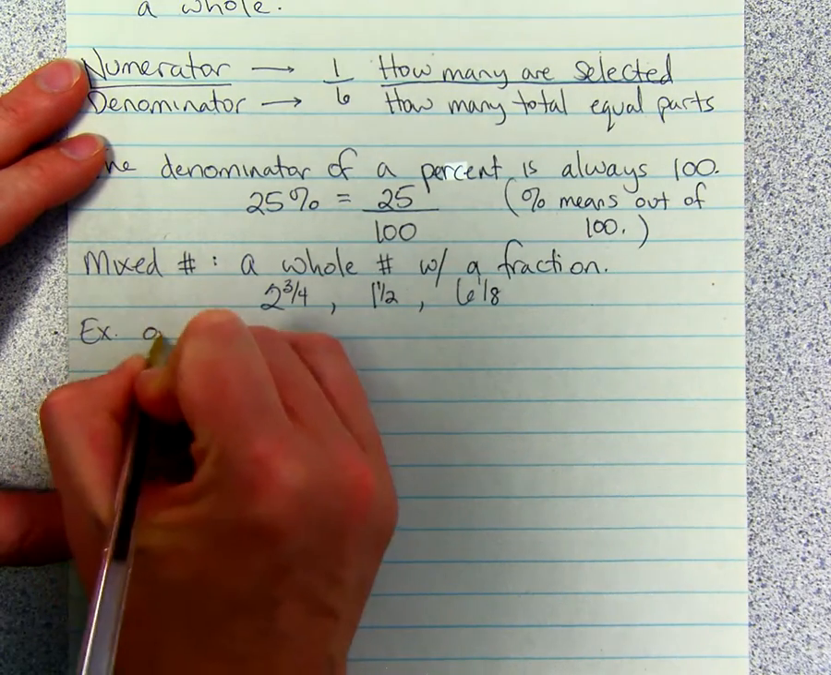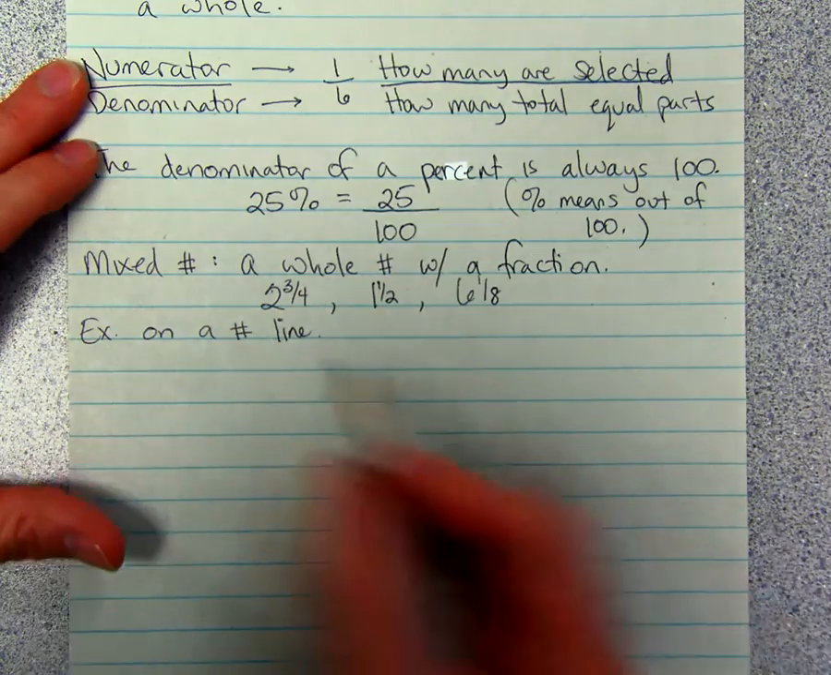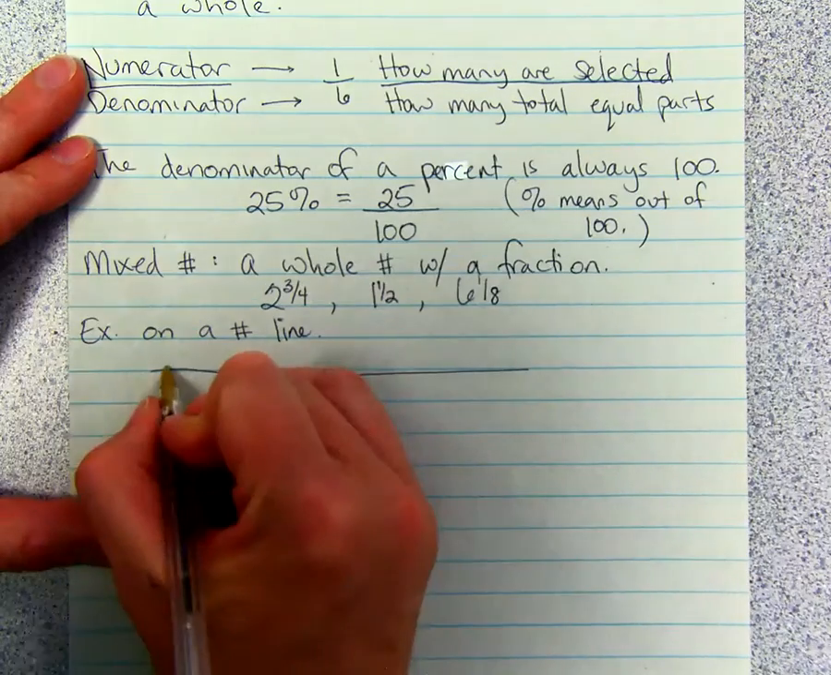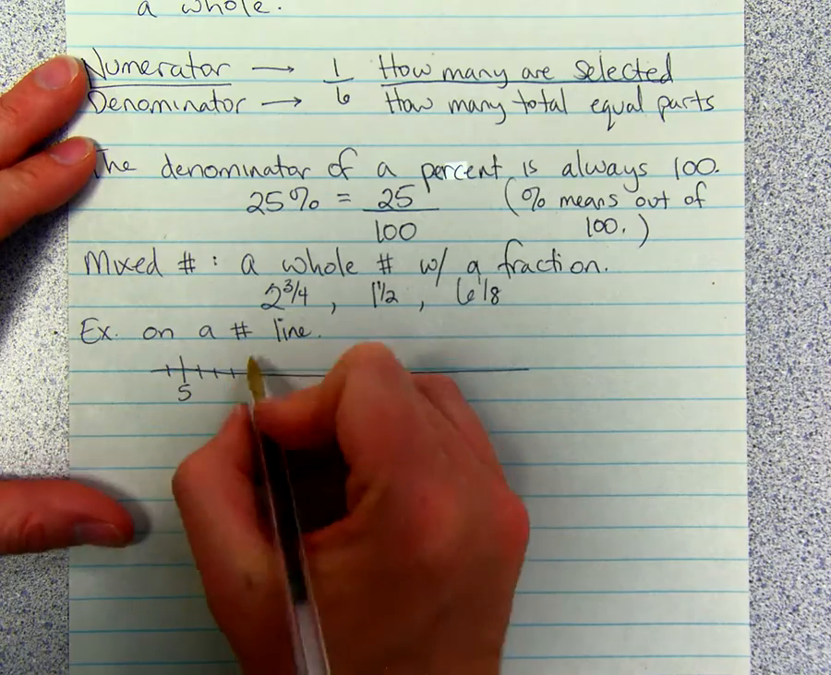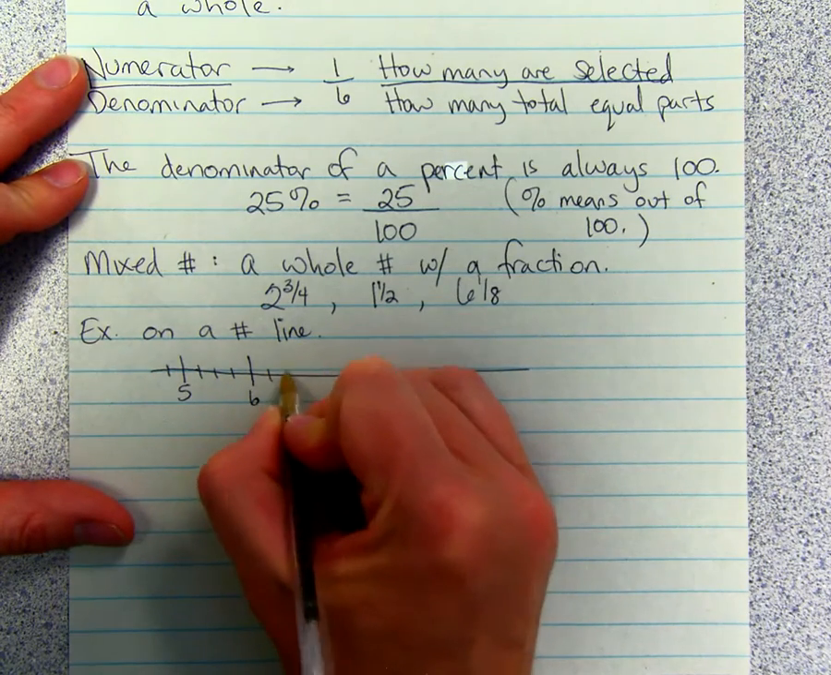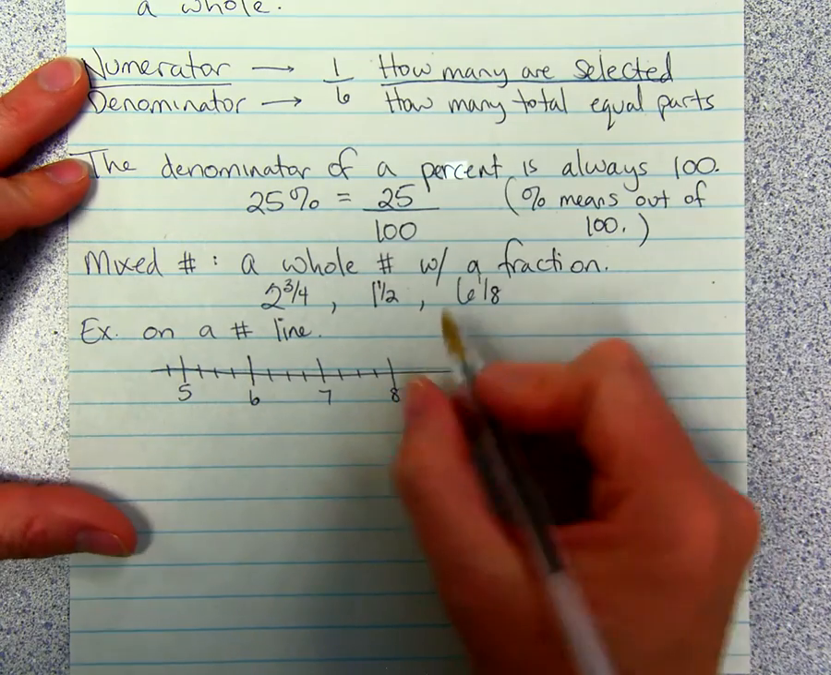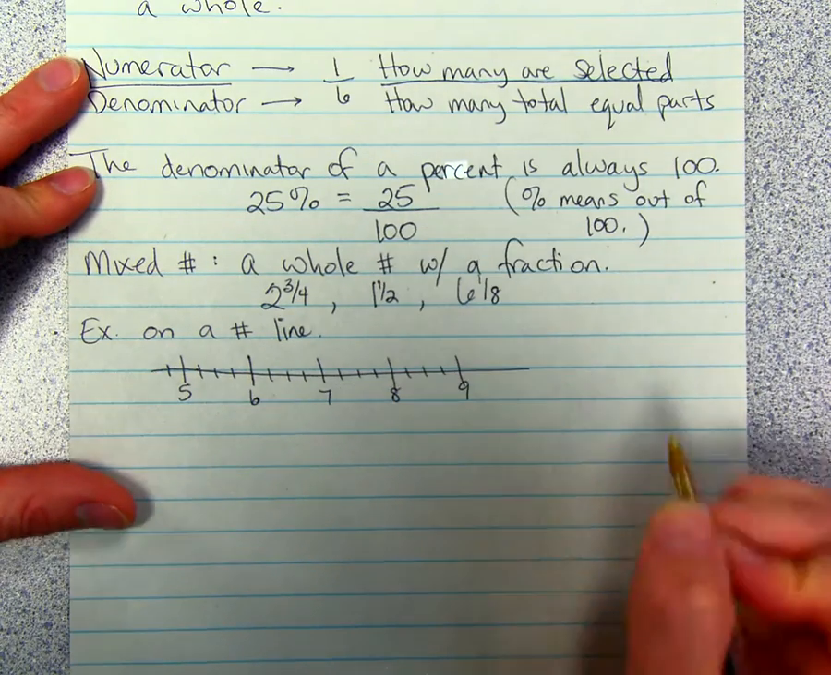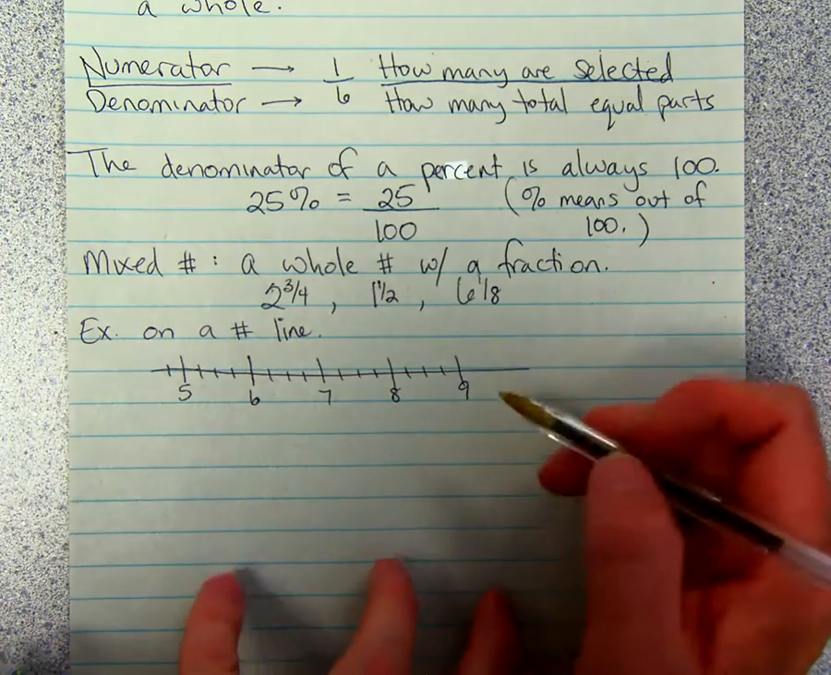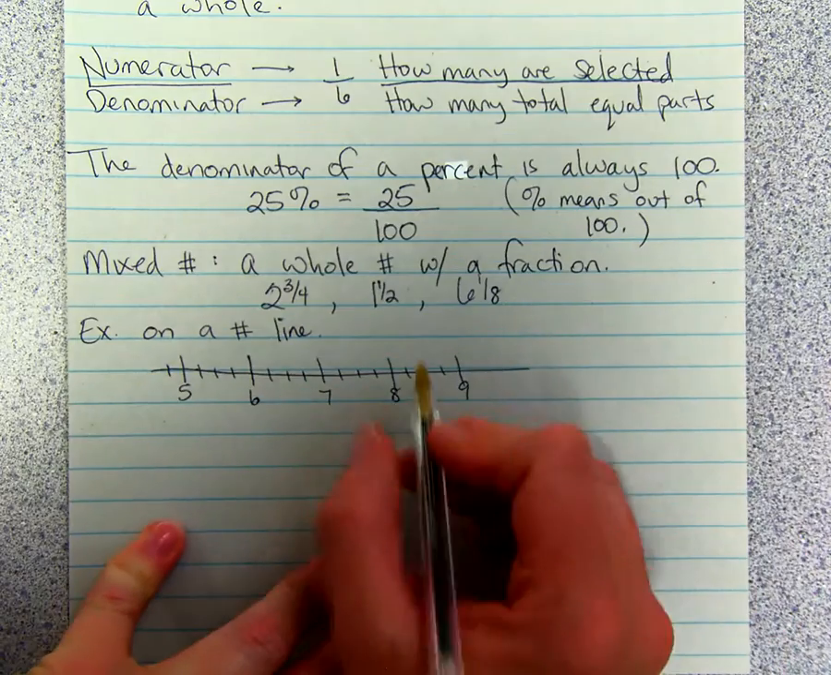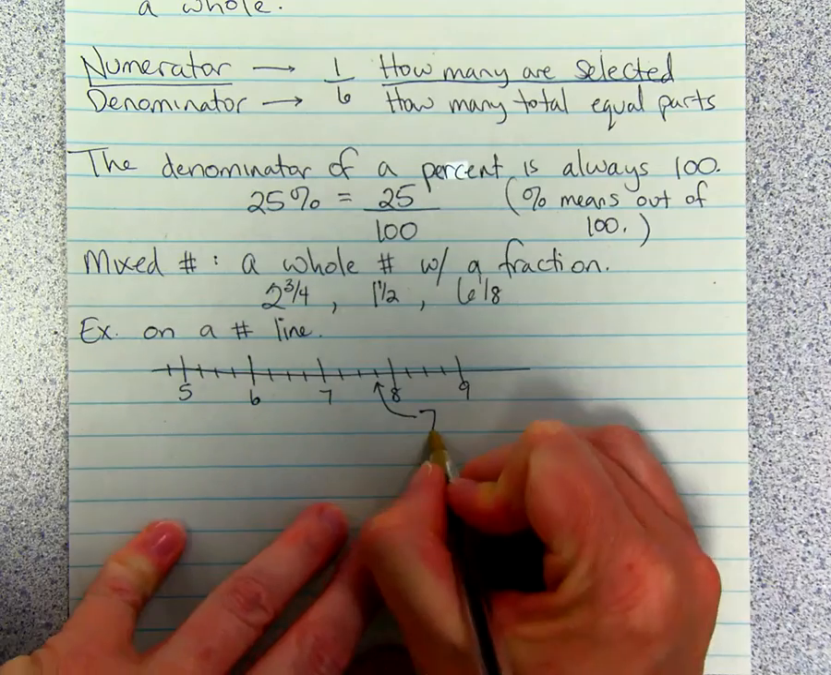Example on a number line of a mixed number. So let's say we had this number line. This is 5. Let's make that 6. We're going to count by fourths. 7, 8, 9, etc. This one right here is 7 3/4.